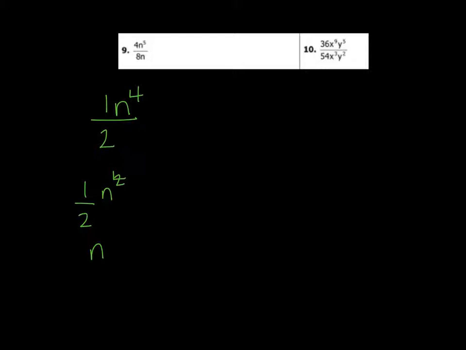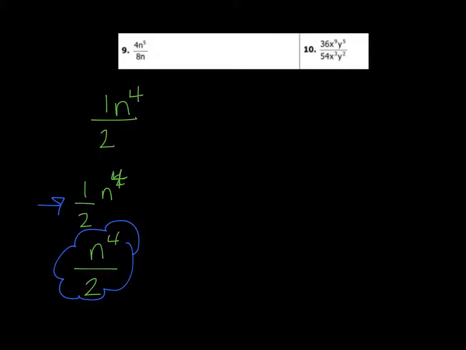That should be a 4. Or you might see n to the 4th over 2. All of those are equivalent. Usually I write it like this, but a lot of times you'll see it like that. Okay? All right, let's look at number 10.